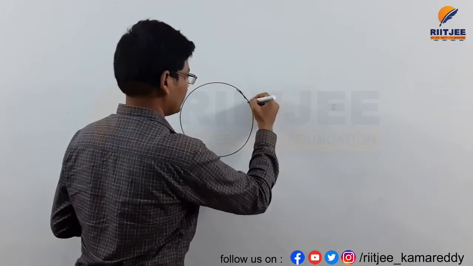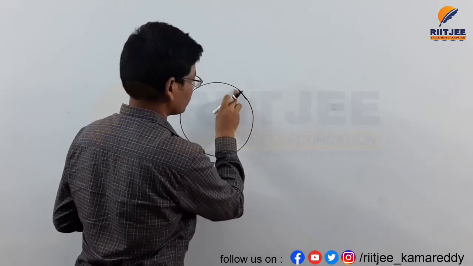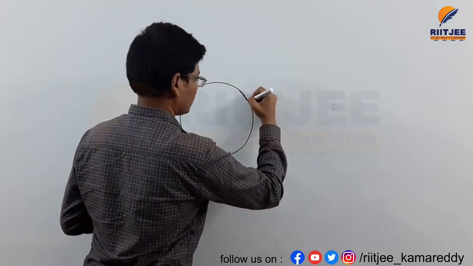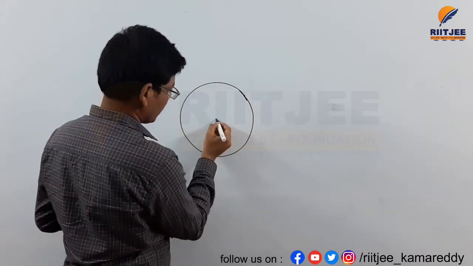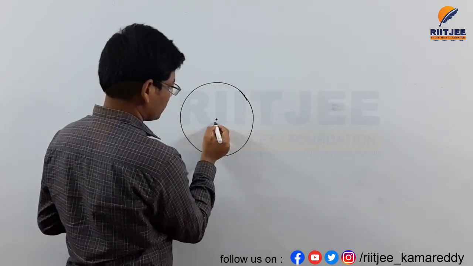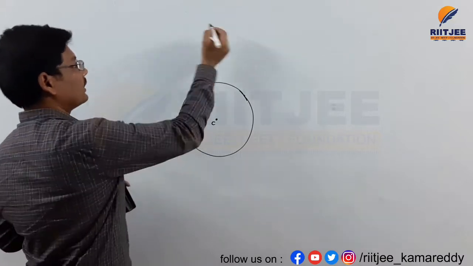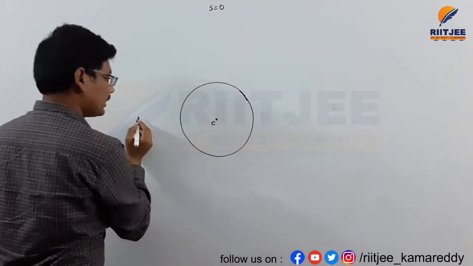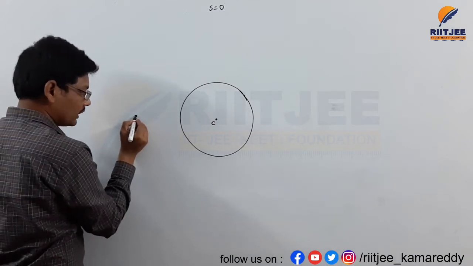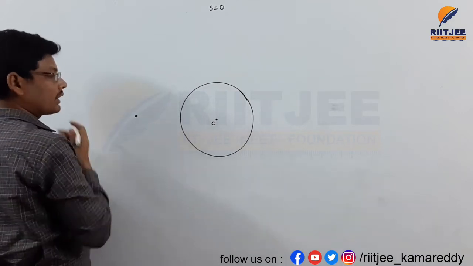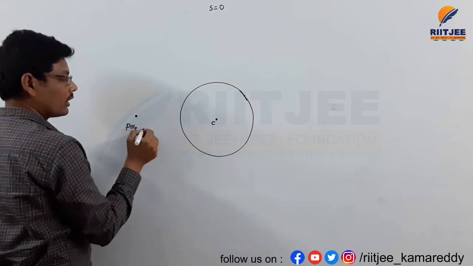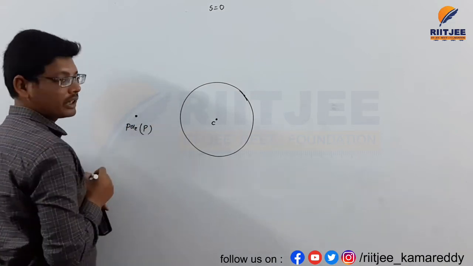This is a circle having center C, and S equals 0 here. I am taking one point outside of the circle. I am considering this point as the pole. We can write it as P also.